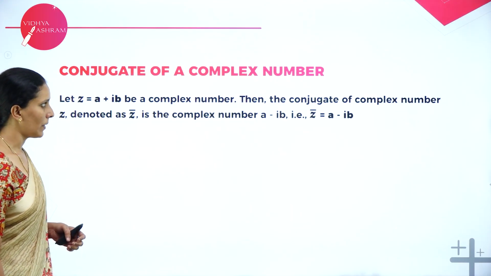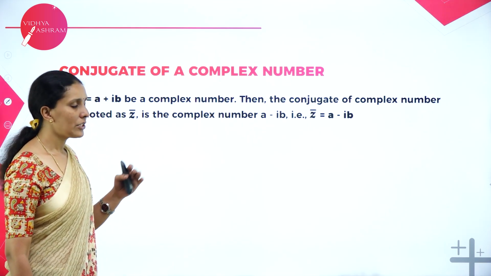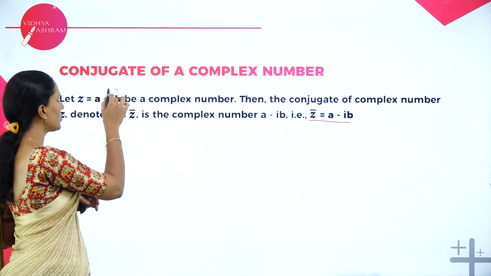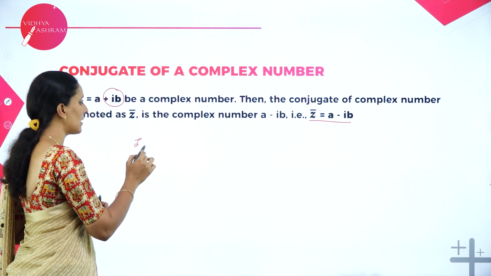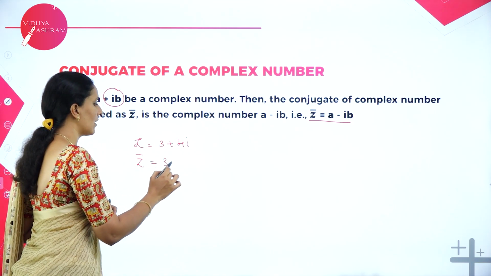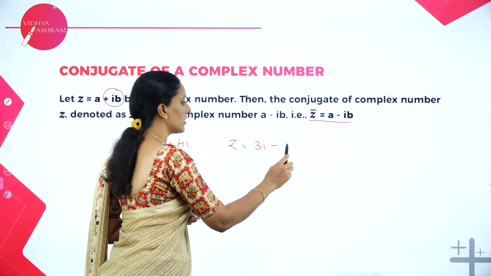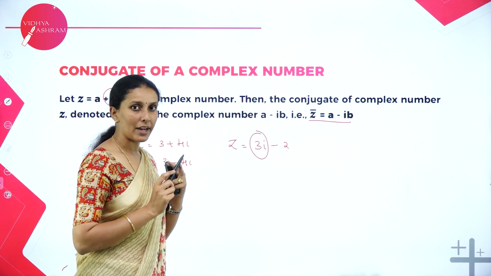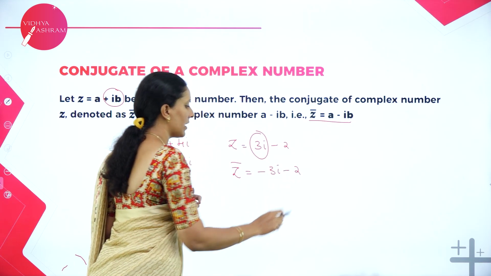Next, the conjugate of a complex number. For any complex number z equal to a plus ib, we define z bar as a minus ib. We only change the sign of the imaginary part. Suppose we have the complex number 3 plus 4i, then its conjugate is 3 minus 4i. Or suppose we have a complex number in the form 3i minus 2. Remember, the imaginary part is this one, so we need to change the sign of the imaginary part. Therefore, the conjugate is minus 3i minus 2.